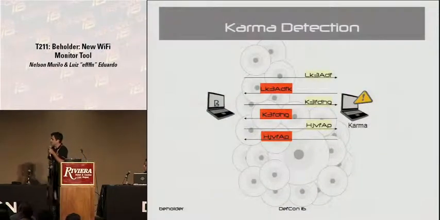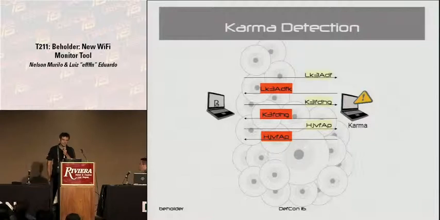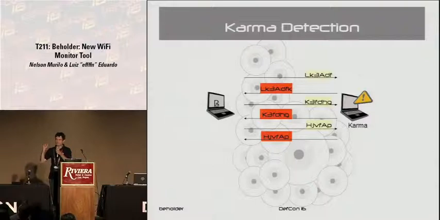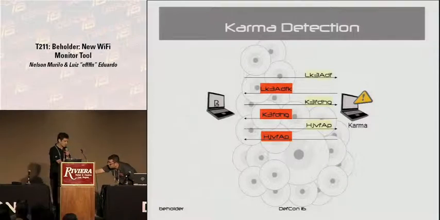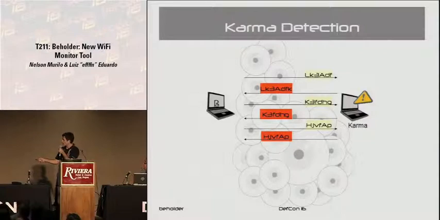Let's check the technical details. How does Beholder detect Karma? Beholder sends a random SSID request and waits for a response. If it gets a response, probably Karma is running. I change the SSID randomly and wait for a response. That's the method to detect Karma in the environment.